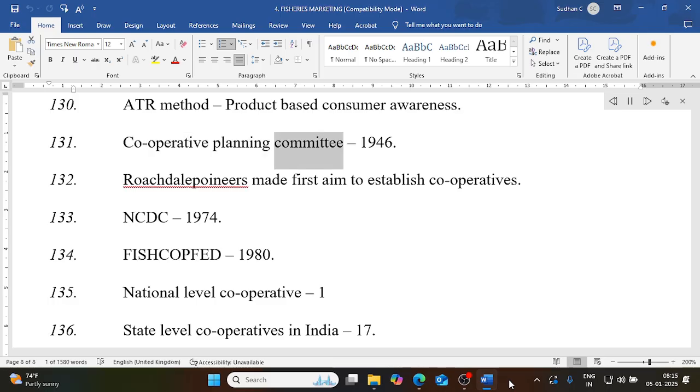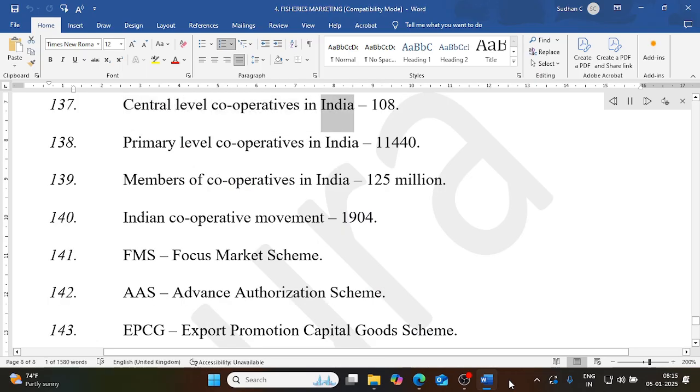Cooperative Planning Committee, 1946. Rochdale Pioneers made the first aim to establish cooperatives. NCDC, 1974. Fishcopfed, 1980. National Level Cooperative, 1. State Level Cooperatives in India, 17. Central Level Cooperatives in India, 108. Primary Level Cooperatives in India, 11,440. Members of cooperatives in India, 125 million.